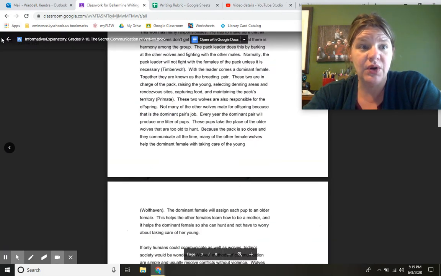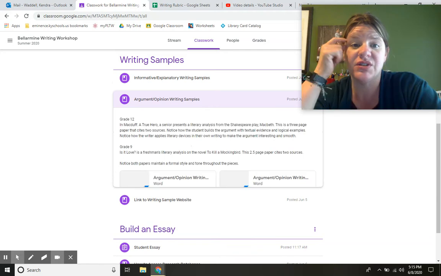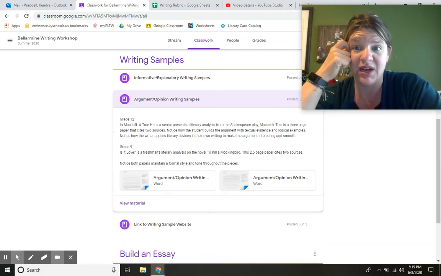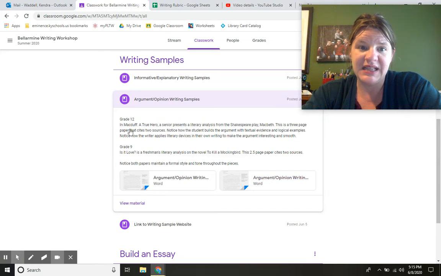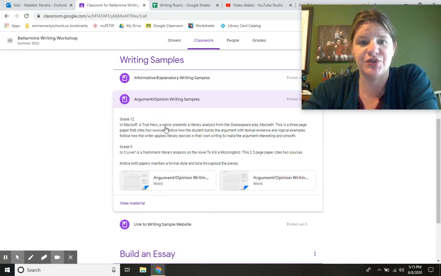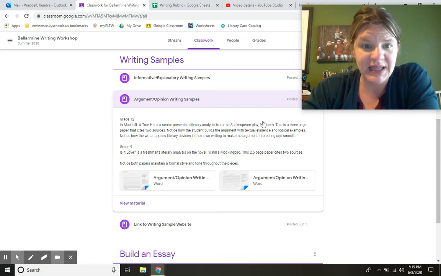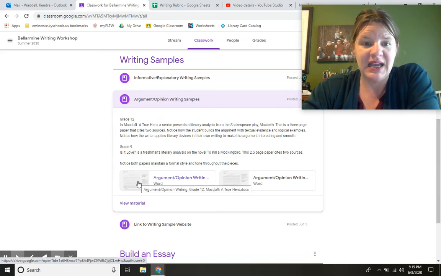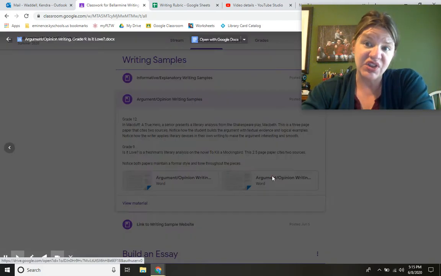So then let's go over and just look at 2 more. These are informative explanatory writing samples. And now I've also got argument and opinion writing samples. For grade 12, there is a literary analysis of Macbeth. This is called a Macduff, a True Hero. A senior presents a literary analysis for the Shakespearean play Macbeth. And in the grade 9 argument, a freshman does a literary analysis of To Kill a Mockingbird. So let's start with the freshman this time.